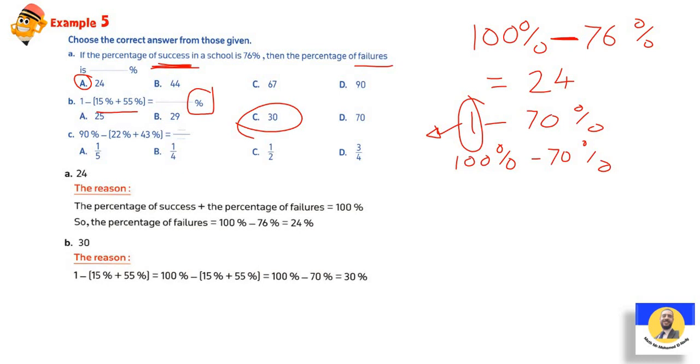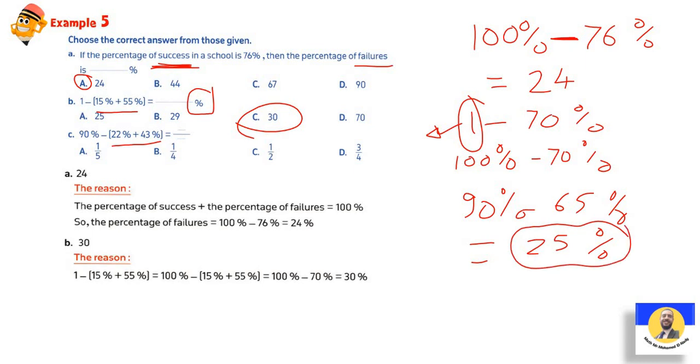Letter C: 90% minus 22% plus 43. We can first make the addition between them. 22 plus 43 equals 20 plus 40 is 60, and 2 plus 3 is 5, so it will be 65. Then we make 90 minus 65, all of them percent, so 10 minus 5 is 5 and 8 minus 6 is 2, so it will be 25%. But in the answer here there is no 25%.